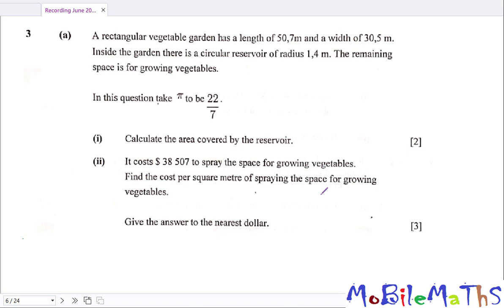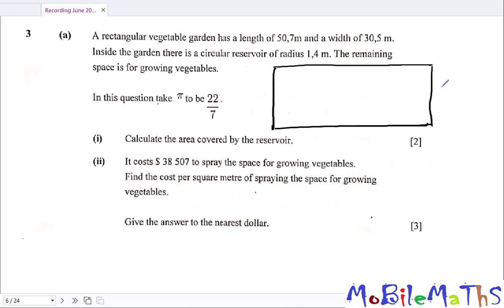Number 3, it's saying a rectangular vegetable garden has a length of that and a width of that. So basically, I can think of a rectangle and have those dimensions that they've given us. So this is 30.5 meters, and here that's 50.7 meters. Then they say inside the garden there's a circular reservoir. So inside we have a reservoir, so I can have my reservoir there, and they say it has a radius 1.4.